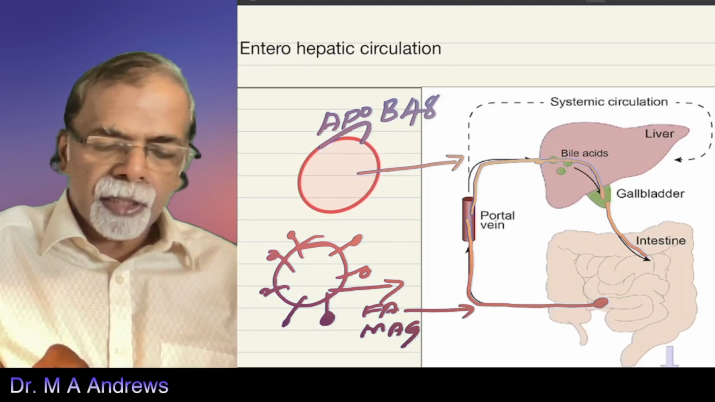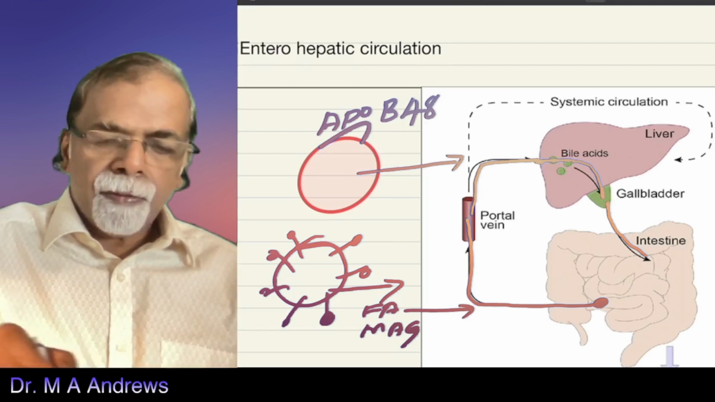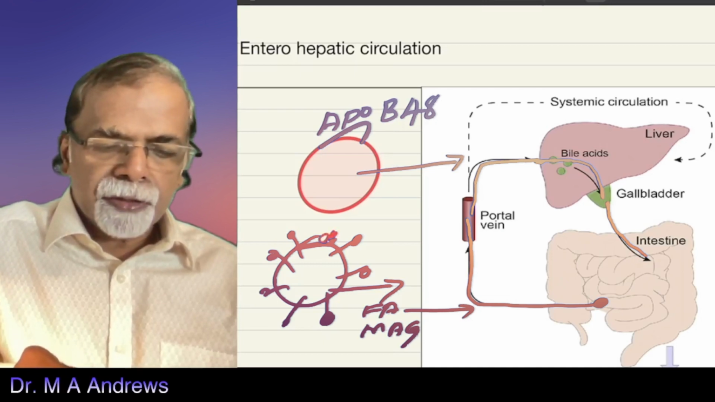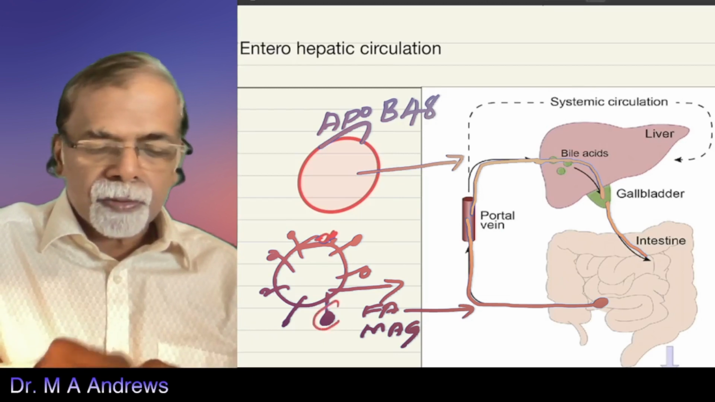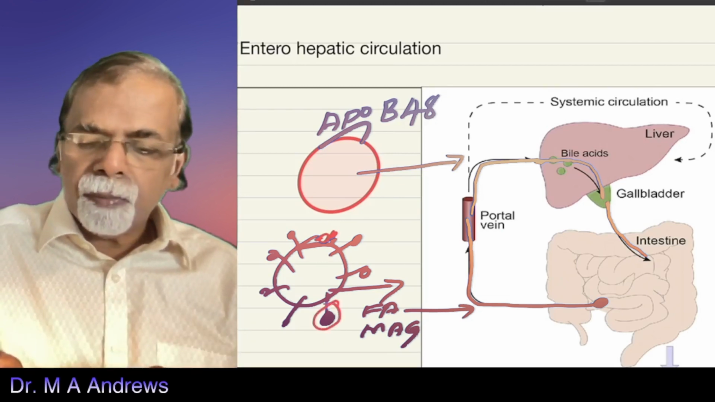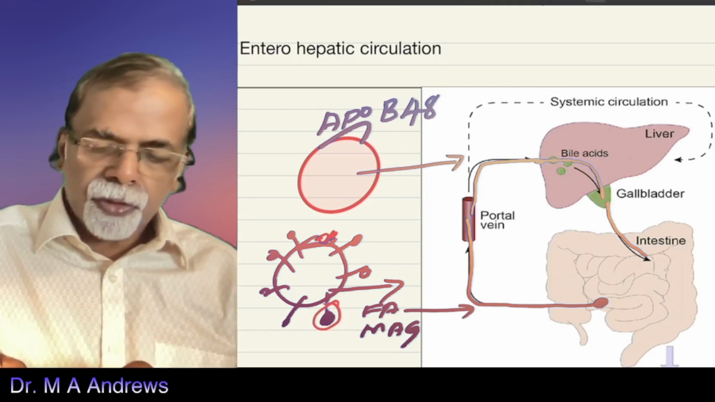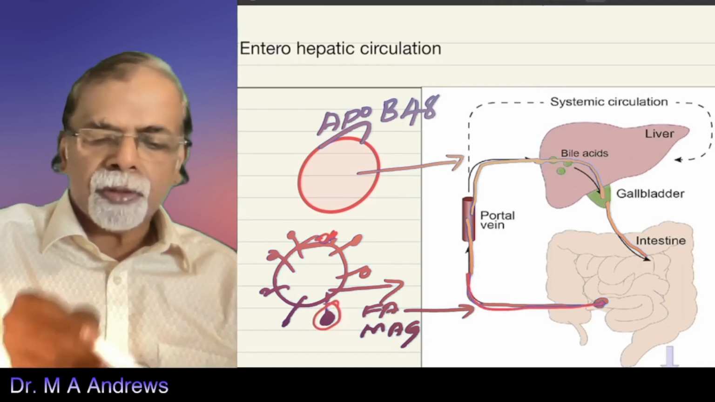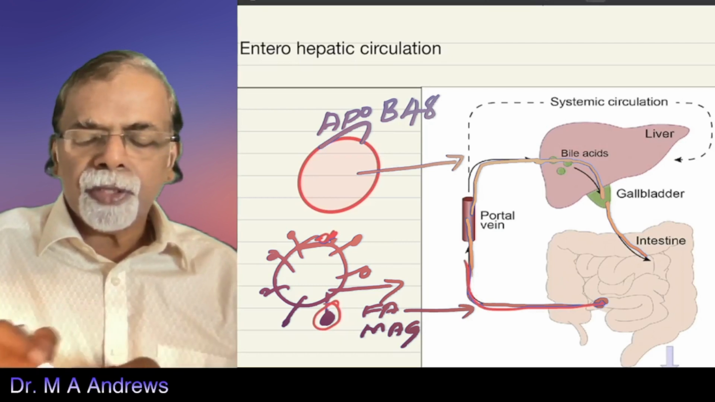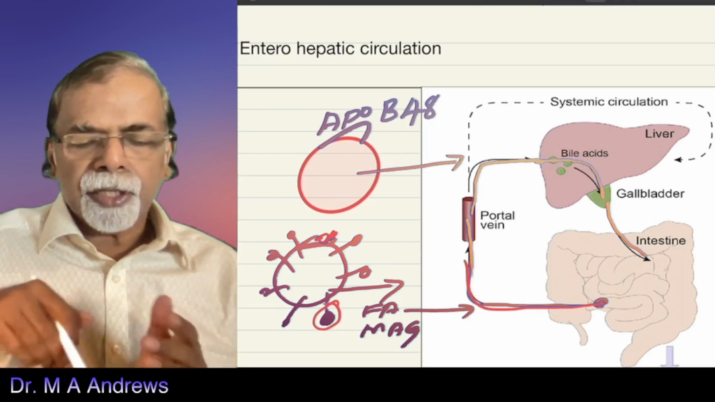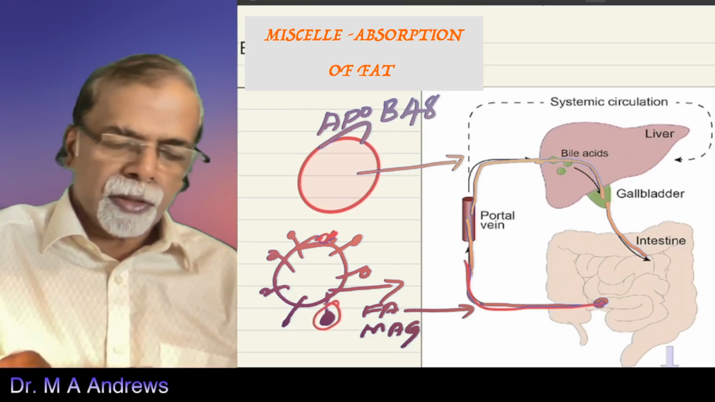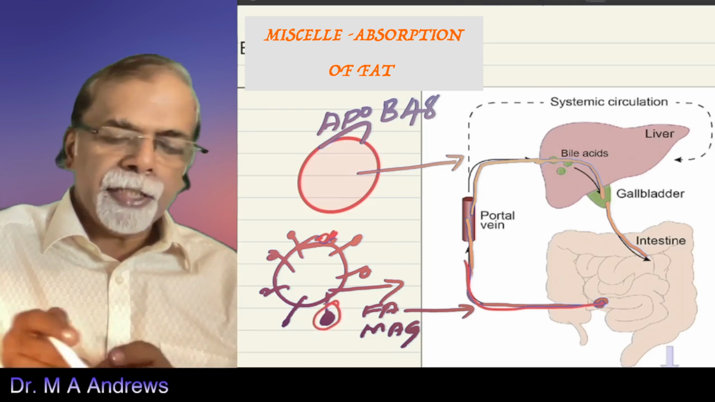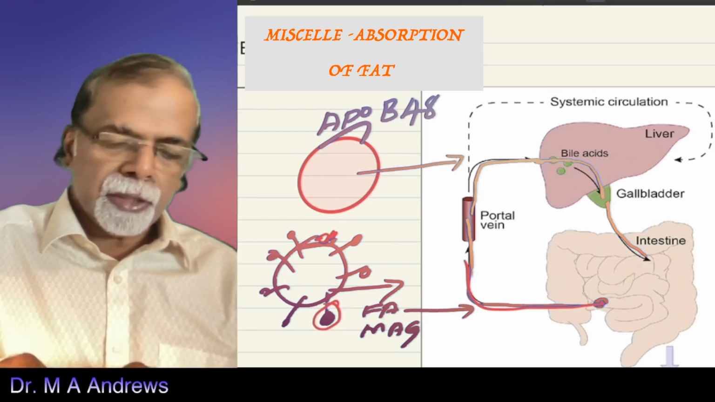From the mixed micelle, the lipase acts on it, the free fatty acids and cholesterol are released, the bile salts get detached, and pass down to the ileum. From the ileum, it is absorbed, goes via the portal system into the liver, where it is again recirculated. This is called the enterohepatic circulation of the bile salts. 98% of the bile salt is recirculating like this.